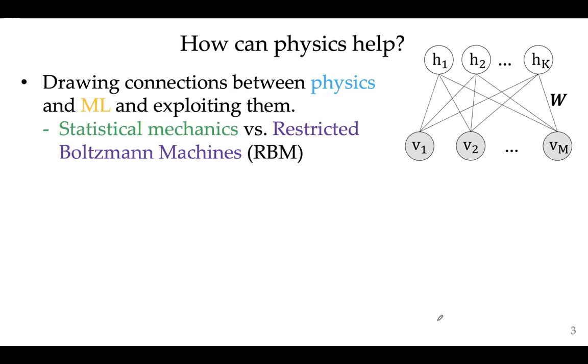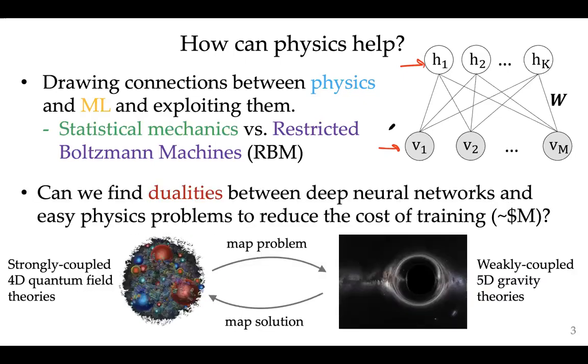For example, in the following slides, I will talk about statistical mechanics and how they are related to the unsupervised machine learning models, restricted Boltzmann machines. This architecture is actually an RBM. There is this hidden layer and there's this visible layer. We will go into details later.